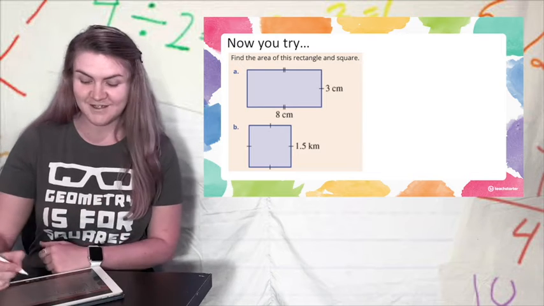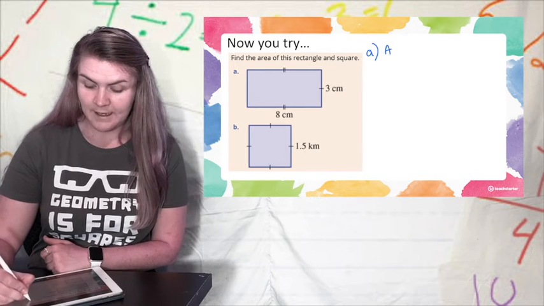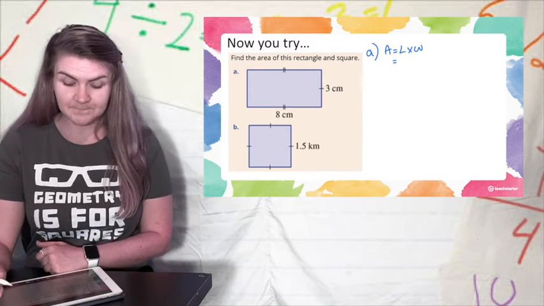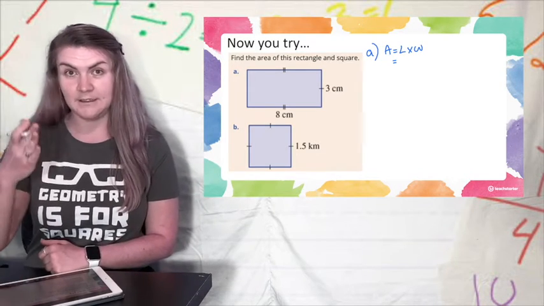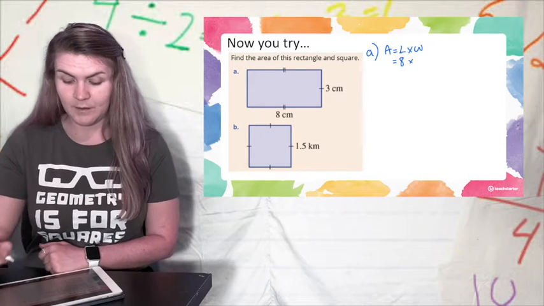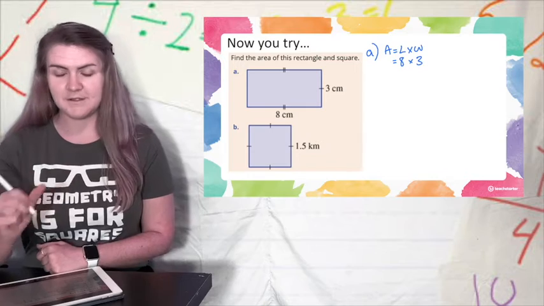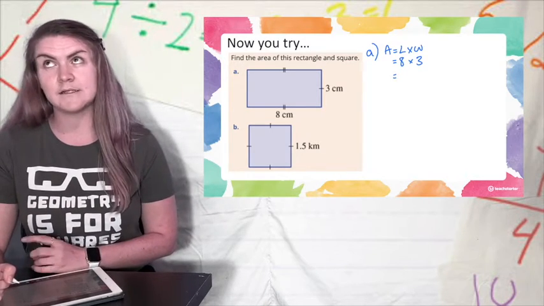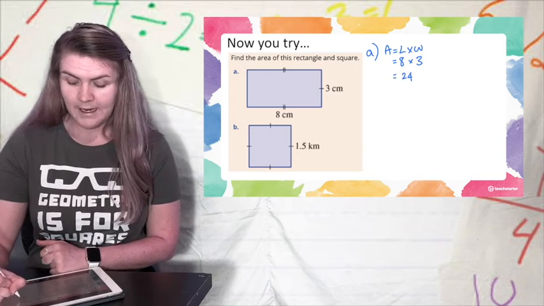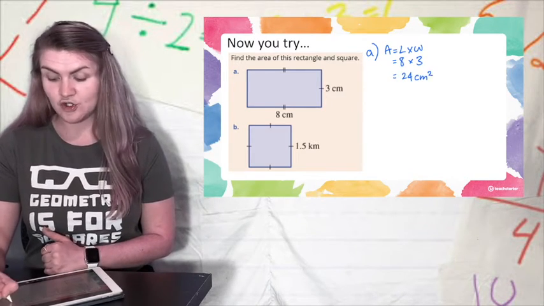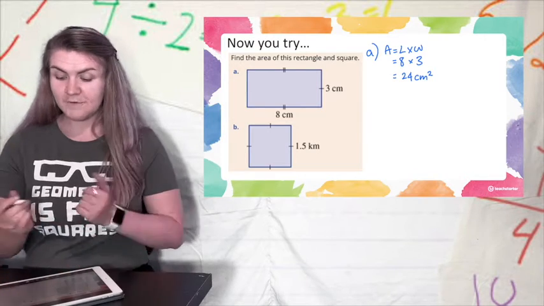Let's check your answers. A. Area equals length times width. We're always going to write the formula first. I'm going to keep those equals in a line. Now my length is 8 centimeters and my width is 3 centimeters. They're both centimeters, so we're off to a good start. 8 times 3 is 24. And now I've got my units. My units were centimeters and now they are square centimeters. 24 square centimeters.